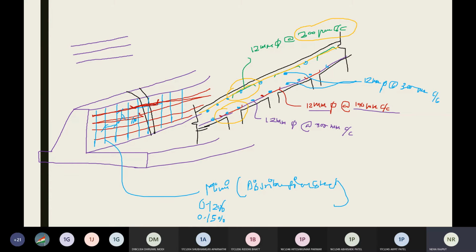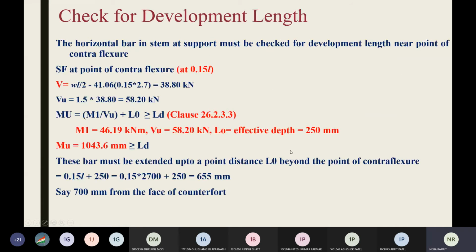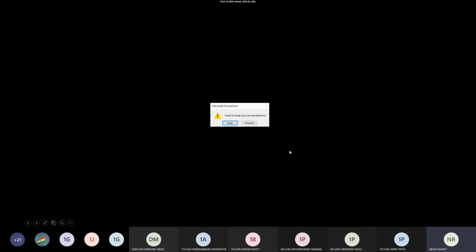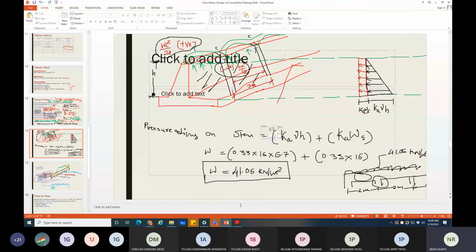So this way you can see, you can have the detailing of stem reinforcement bar. ये व्यू में ये है और ये है आपका प्लान व्यू, right? So this is all about the design of stem reinforcement, stem part, design of stem.